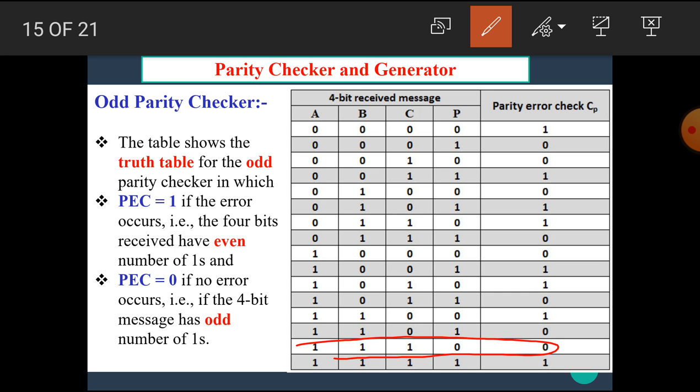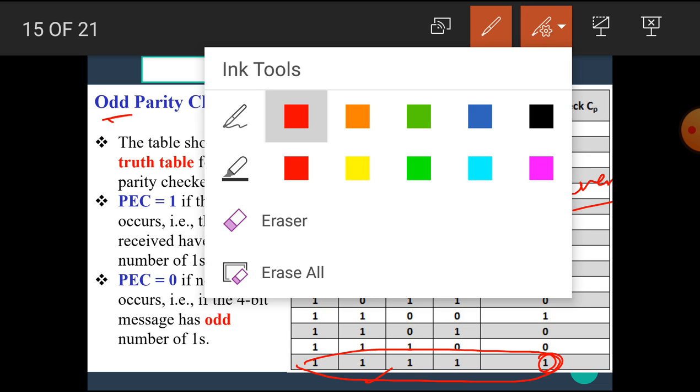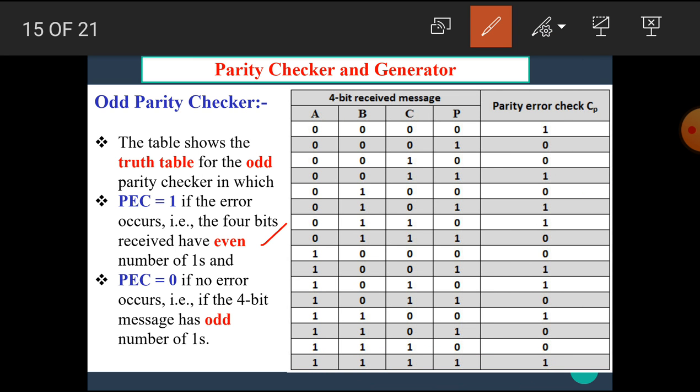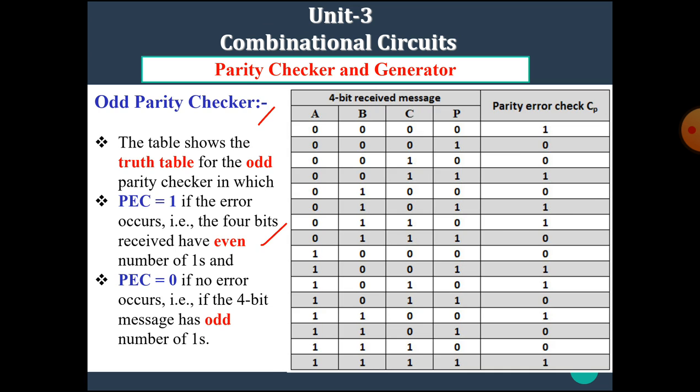Now let's see this combination. In this combination, the total number of ones is 3. 3 is an odd number and we are going to see the odd parity, hence place 0 here. In the last combination, that means in this combination 1 1 1 1, there are a total of 4 ones. 4 is an even number, we are going to see the odd parity, hence place 1 here. That means an error is introduced here. I hope you all understand how to write the truth table for the odd parity checker.